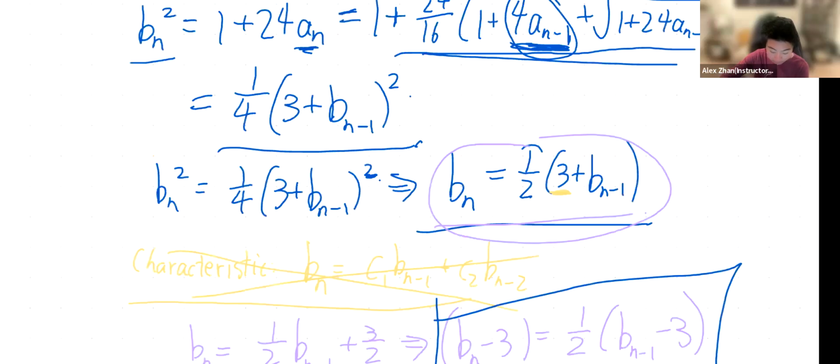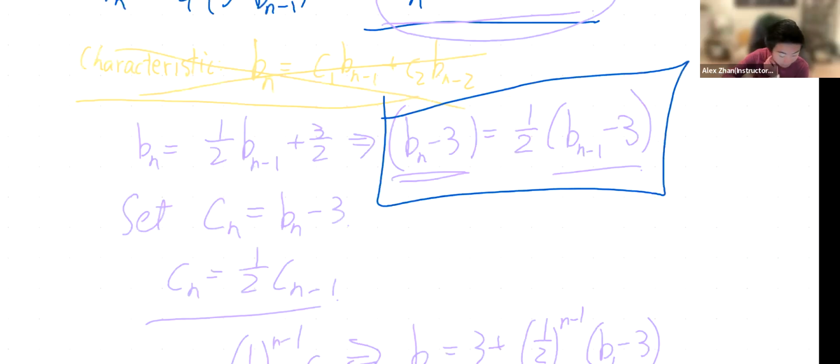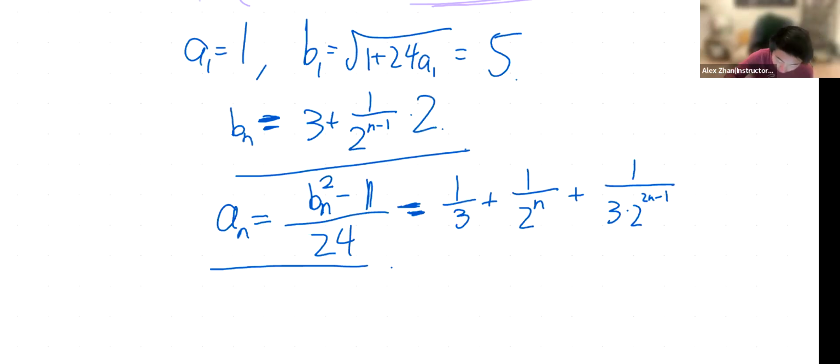Yeah, this is a really interesting problem. I really like this one. Okay, this one is our final answer.